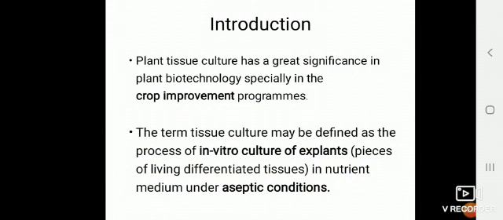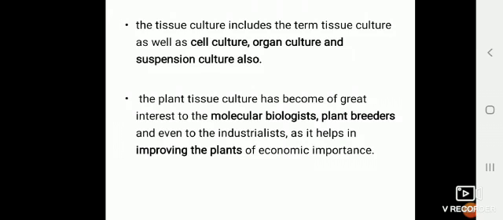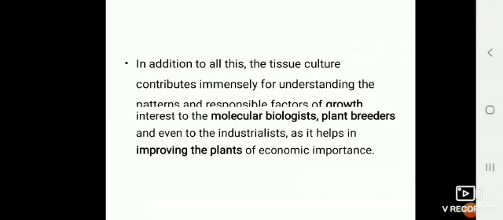Introduction. Plant tissue culture has great significance in plant biotechnology, especially in crop improvement programs. The term plant tissue culture may be defined as the in vitro culture of explants, that is, pieces of living differentiated tissue, in a nutrient medium under aseptic conditions. It includes cell culture, organ culture and suspension culture also. Thus, tissue culture has become of great interest to molecular biologists, plant breeders and even industrialists, as it helps in the improvement of plants of economic importance.